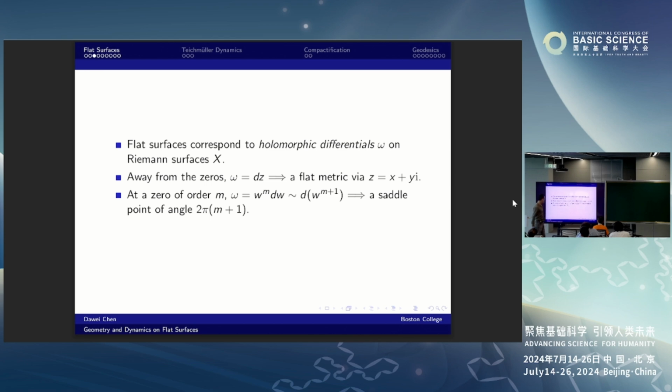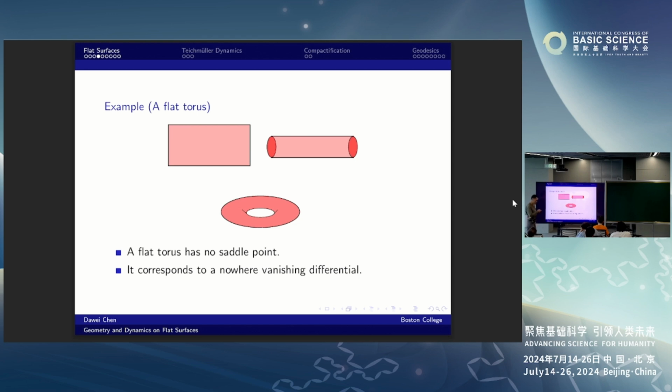So let's look at some global examples. Let's consider the first case of genus 1, a flat torus. Here, I can take a parallelogram with two pairs of parallel edges. Let's first identify the top and bottom horizontal edges. You can wrap it up to get a cylinder like this. And we can also identify the left and the right, the two vertical edges. So that becomes the two circles on the left and right. If you imagine you close this up, you actually get an everywhere flat torus.